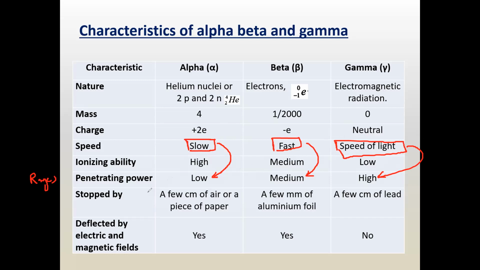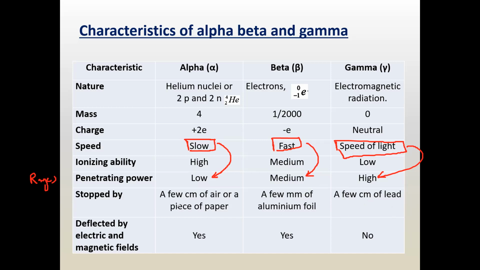If we want to stop the alpha particle, even a few centimeters of air or a piece of paper can be used to stop alpha. If we want to stop the beta, we can use an aluminum foil. And if we want to stop the gamma, a few centimeters of lead or concrete can be used, because gamma has a higher penetration. So we need lead to stop these gamma radiations.